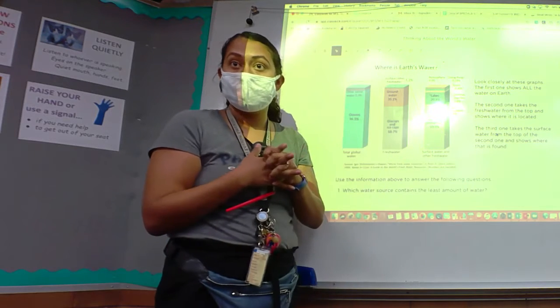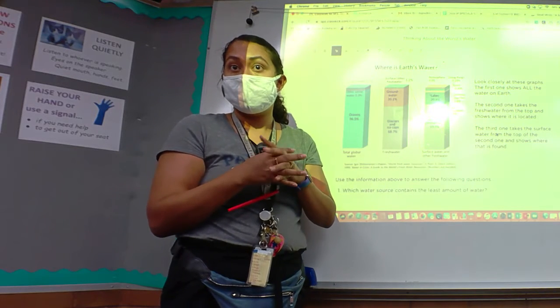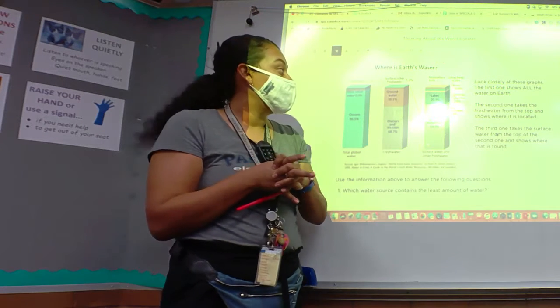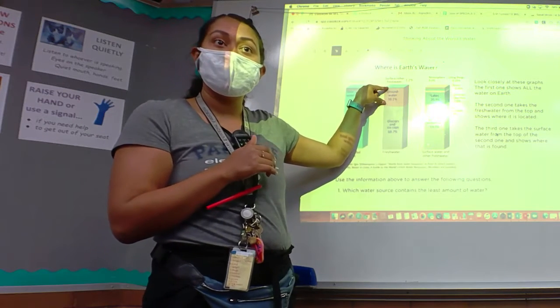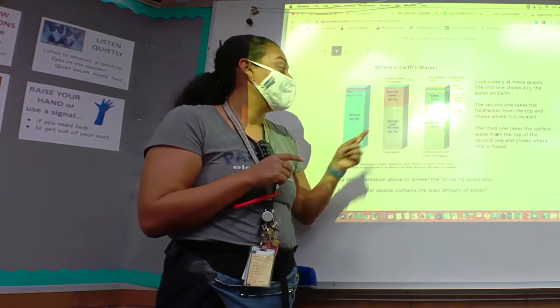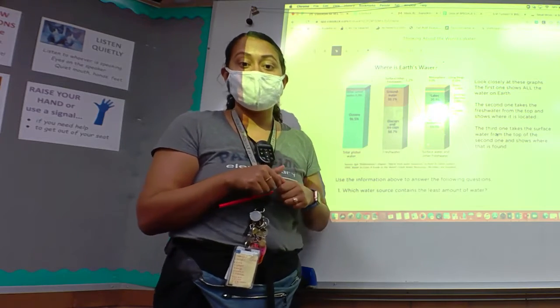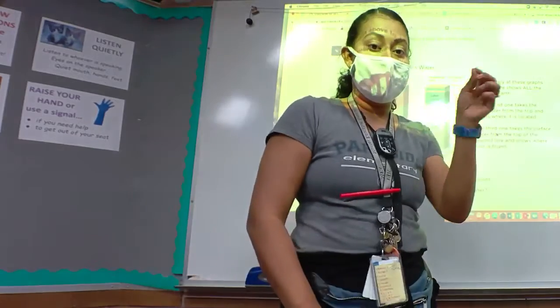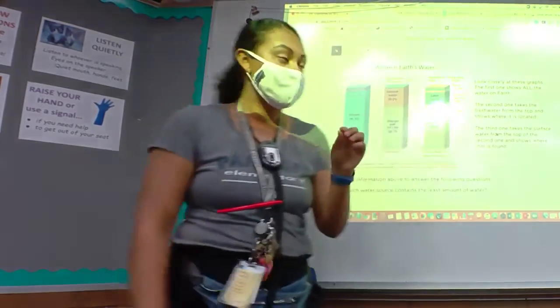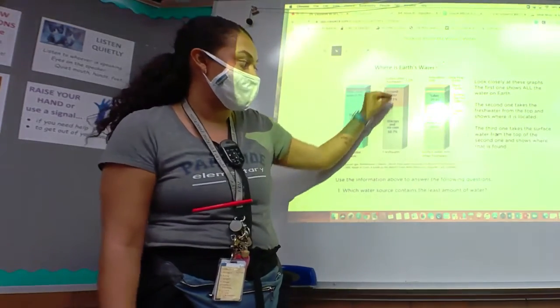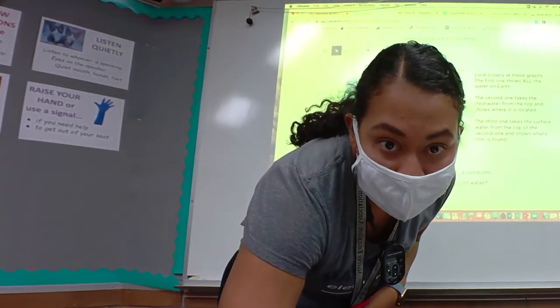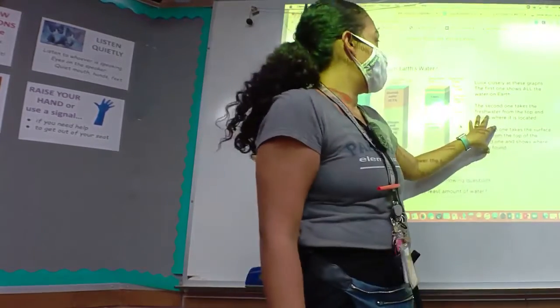Yes, Dylan? Groundwater, good, Dylan. And Emma? Glaciers and ice caps, okay? So that little 2.5% of fresh water comes from these things, okay? So then, let's look at the third one.